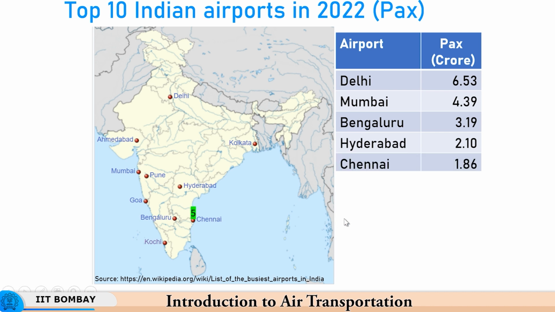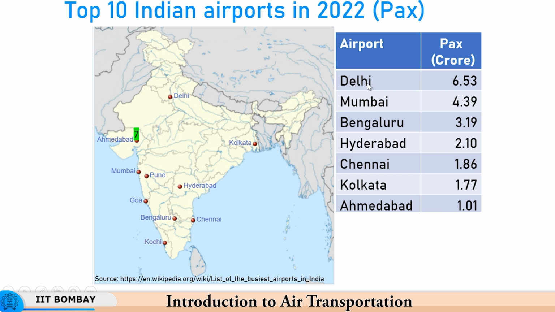The next airport is Chennai, which has just under 1.86 crore passengers. The next, number 6, is Kolkata, 1.77 crore passengers, which is nearly half of Delhi. So, Bengaluru has half of Delhi, and Kolkata has half of Bengaluru. The next is Ahmedabad, just above 1 crore passengers.